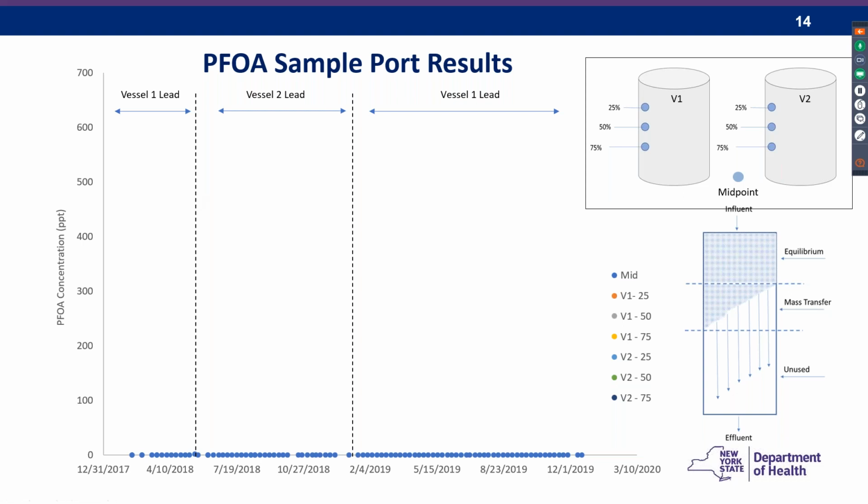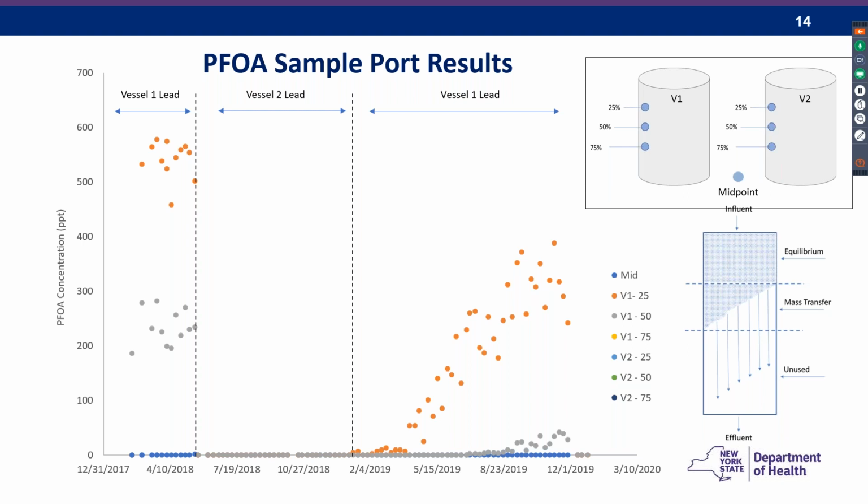When we first started taking samples, we saw that the top 25% of V1 was already at equilibrium. So it was already exhausted with respect to PFOA. That represented 14 months of operation at approximately 260,000 gallons per day, and you got exhaustion of the top 25%. These vessels hold 40,000 pounds of carbon, so you can make an argument that the top 10,000 pounds of carbon was exhausted in that 14-month period.